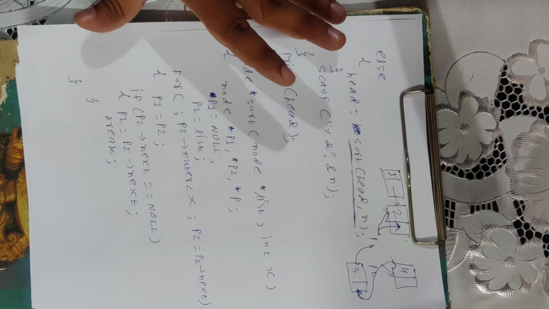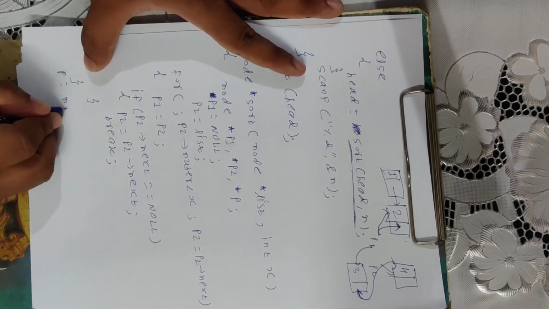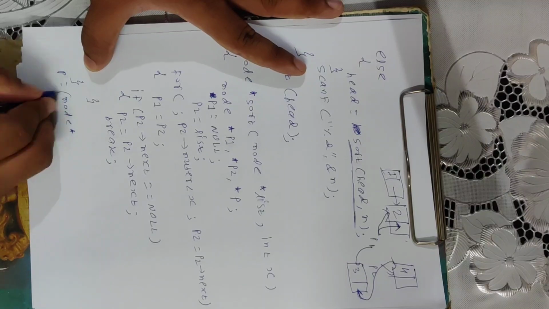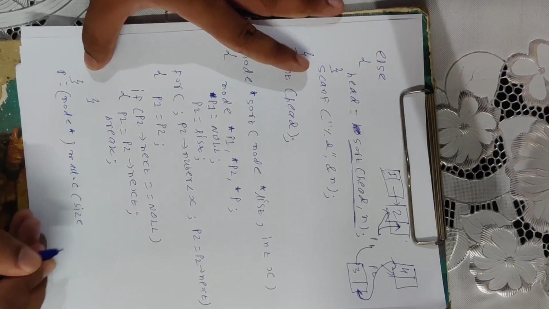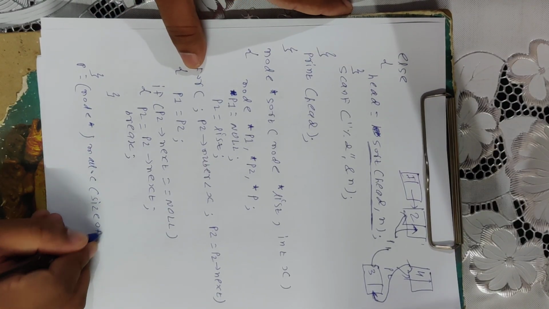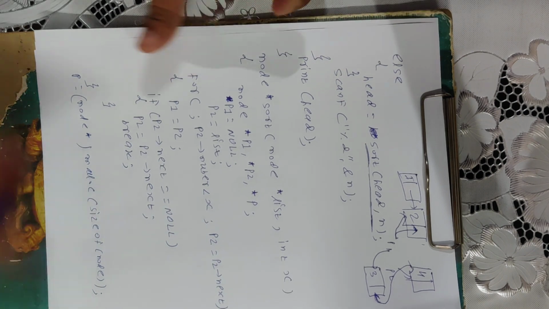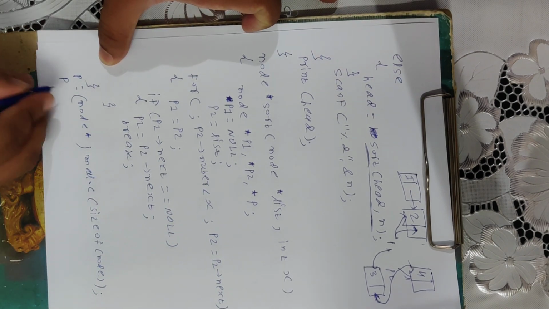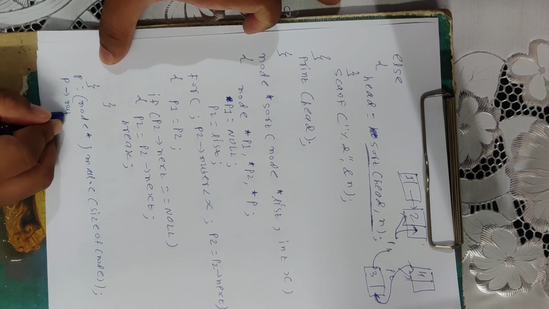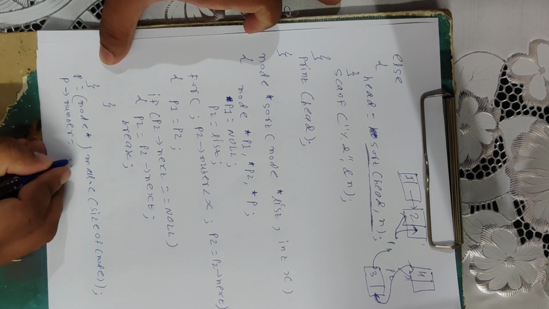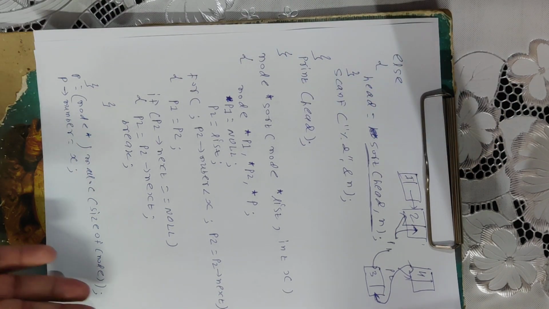Now you have to create a new node. So for creating a new node, I am using P is equals to node asterisk malloc size of node. Once this is done, after this what I am doing is P number is equals to x.